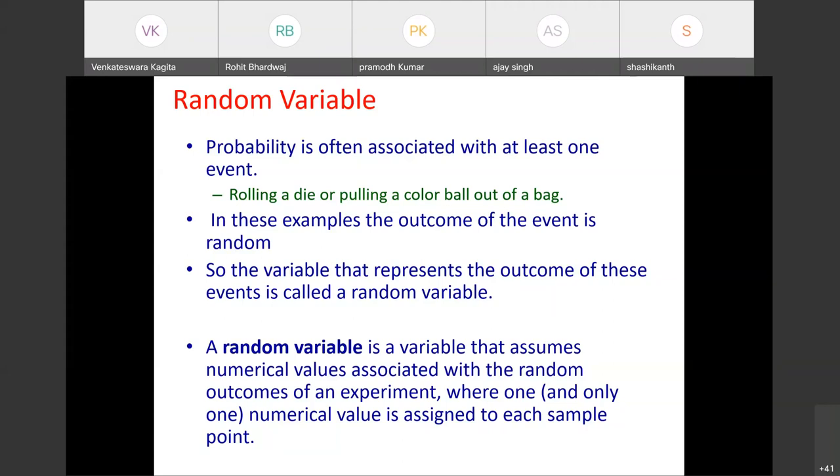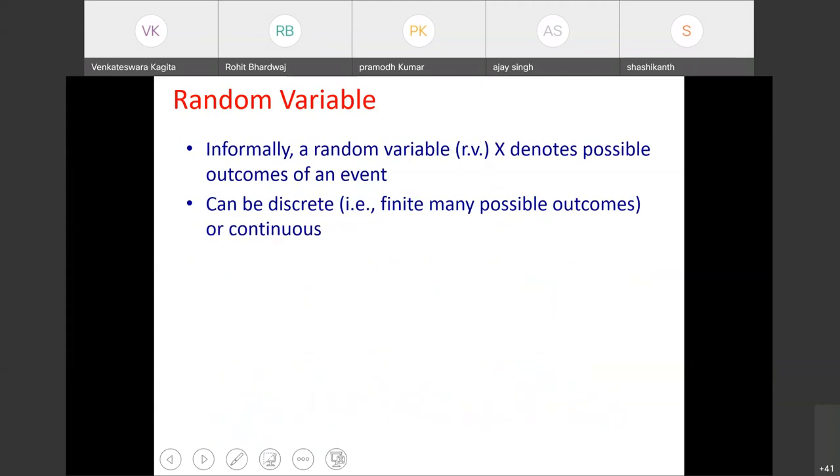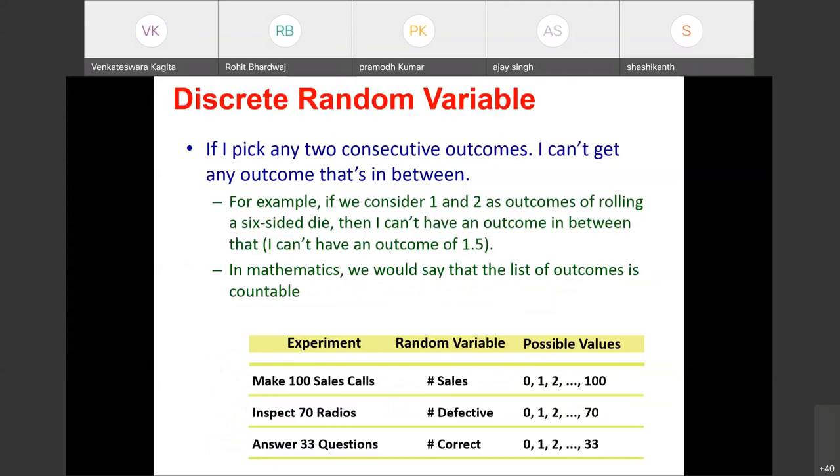So the random variable is a variable that assumes numerical values associated with the random outcome of the experiment, where one numerical value is assigned to each sample point. Informally, the random variable X denotes the possible outcome of an event. Okay, so this outcome can be discrete or continuous. So what is the difference? What is a discrete random variable and what is a continuous random variable?